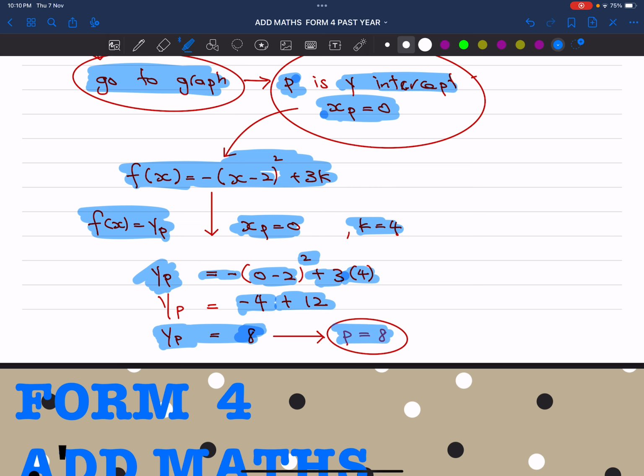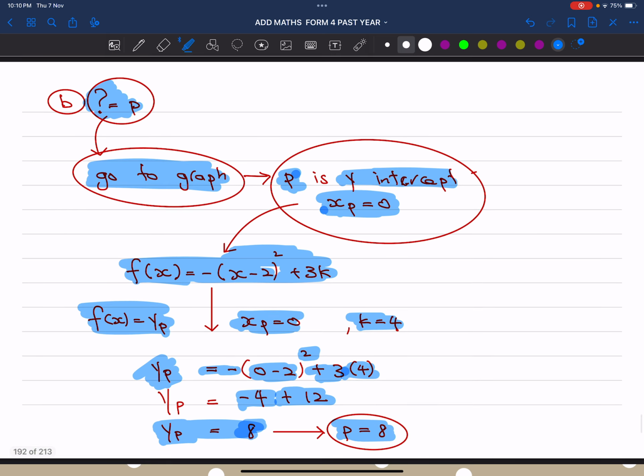So the y-coordinate of p is 8. Therefore, p is 8. Okay? Thank you. I'll see you on the next lesson.